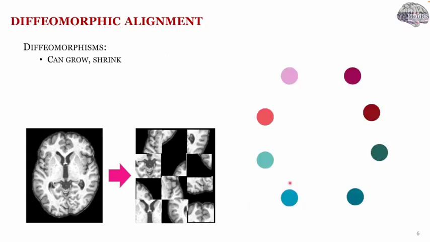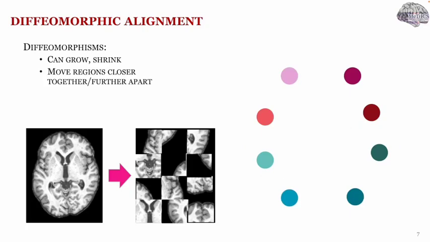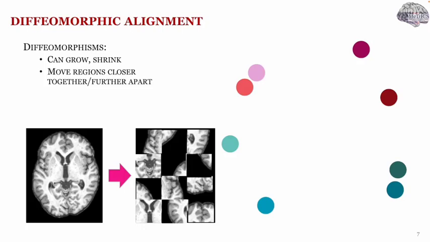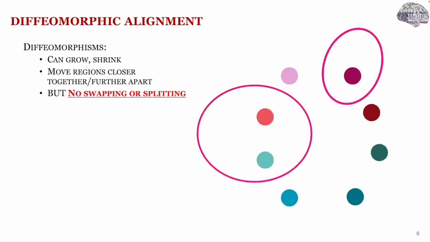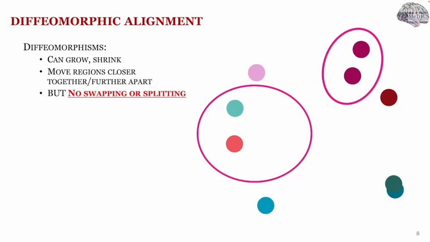So in more general terms, if we consider these circles on the right-hand side to be brain regions, then the types of deformation that we're allowed under a diffeomorphic constraint are that we can non-rigidly grow or shrink our brain regions, meaning that each brain region can deform in a different way to its neighbours. And this includes moving some regions closer together and others further apart. But what we absolutely cannot do is swap regions around or split them in two.